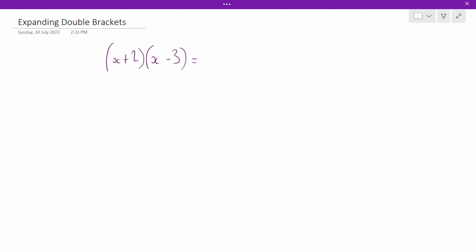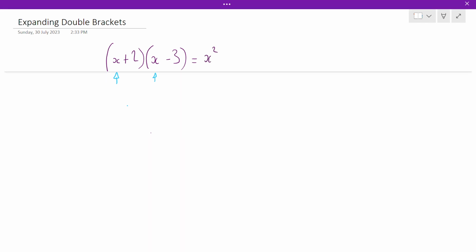So if I'm looking, let's do this in a different color. If I'm looking at this first term here, this x inside the first bracket, and I want to multiply that by everything inside the second bracket, I'm going to have that first x multiplied by the x inside the second bracket. So I'm going to have x times x is x squared.